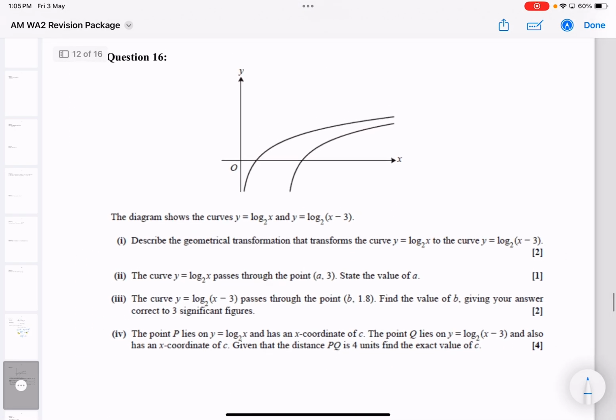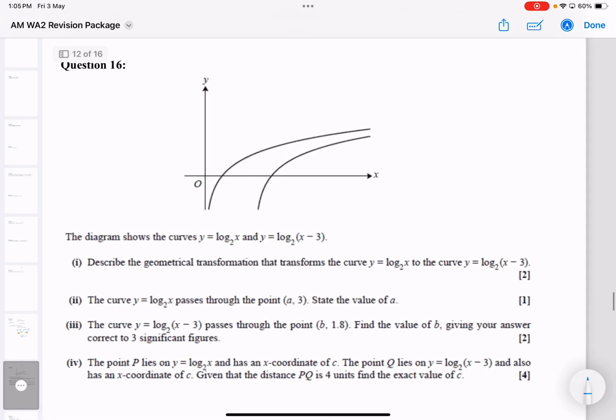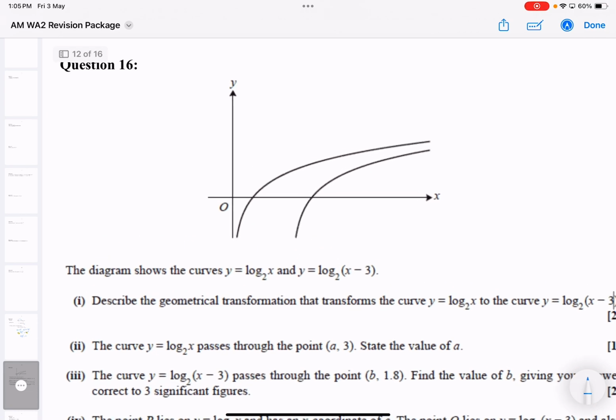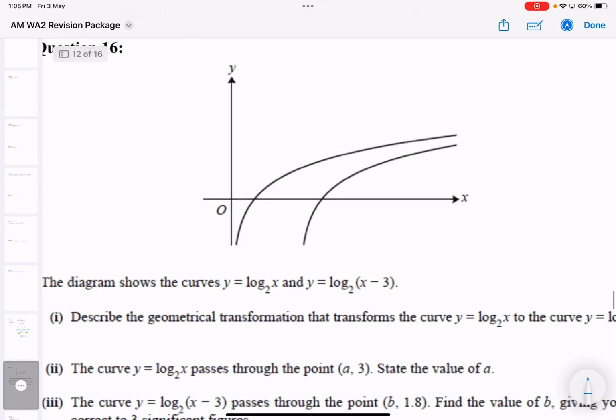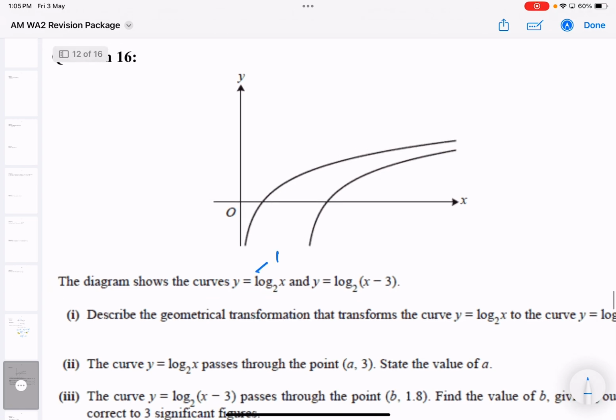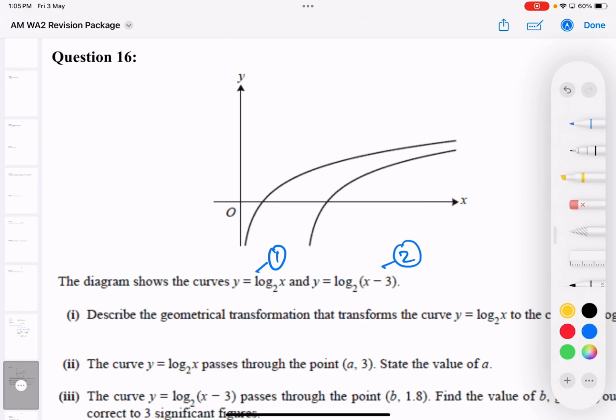Okay, let's move on to the next one. Question 16. The diagram shows the curve y equals log base 2 of x, and log base 2 of (x minus 3). My question to you is, which one is which? If I say this is equation 1, this is equation 2, what about this curve? Do you think it's equation 1 or equation 2?